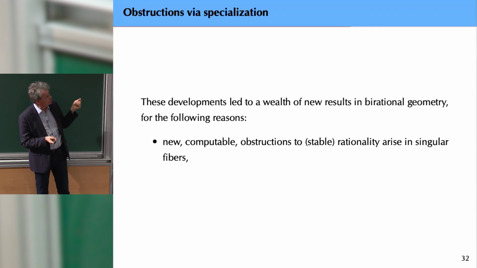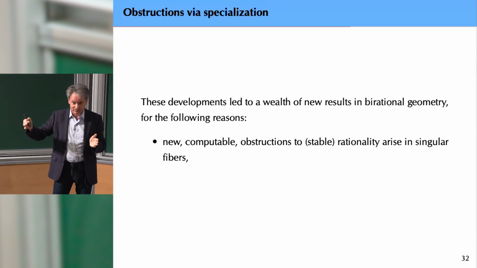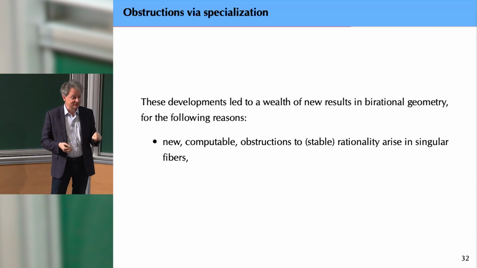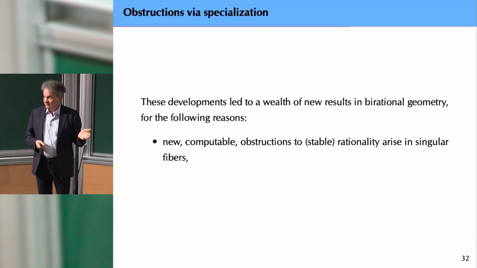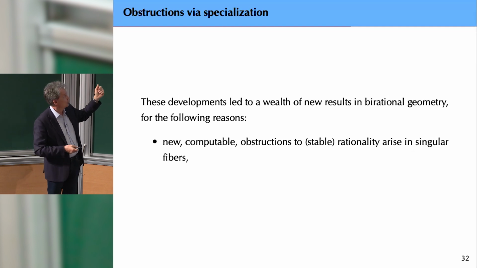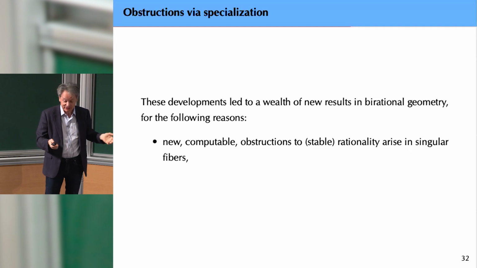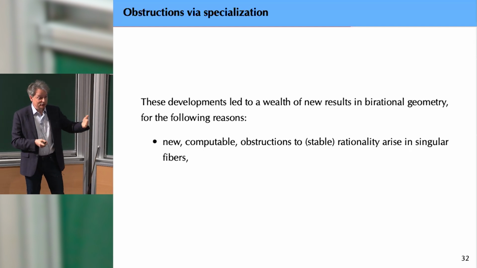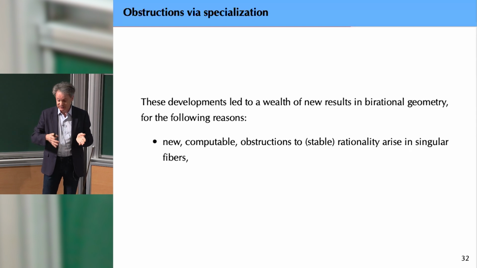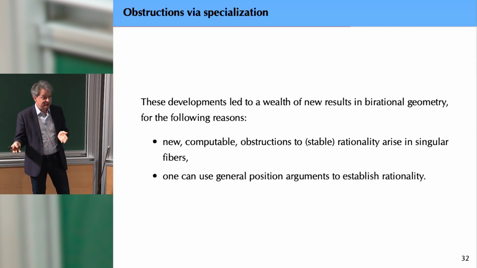Now, first of all, it turns out that sometimes a generic fiber has no visible obstruction to rationality, but the special fiber, especially mildly singular fibers, picks up either cohomology, torsion in H3, or some higher unramified cohomology, or something else, and that will tell you that the special fiber is irrational or fails stable rationality. That means the very general fiber fails it. But you can go the other way as well.